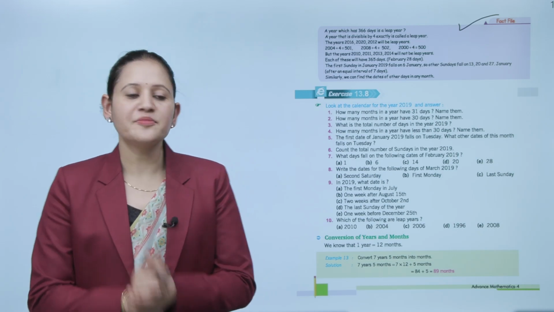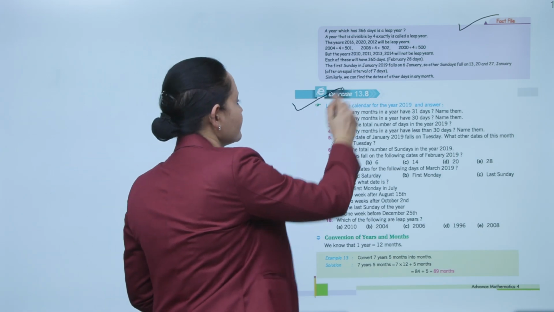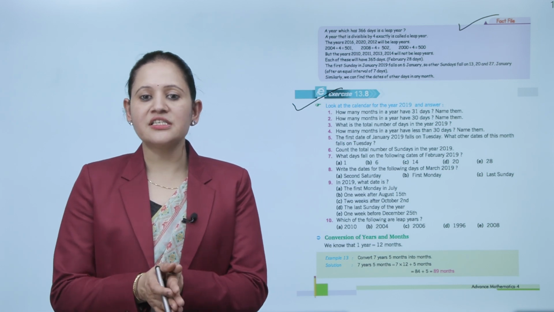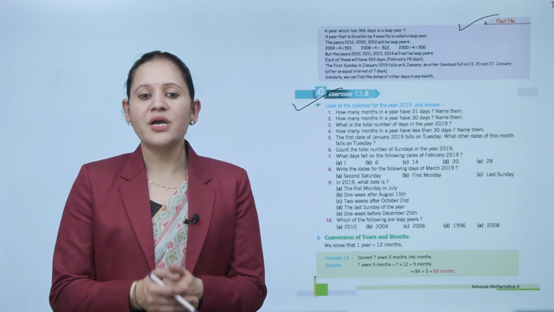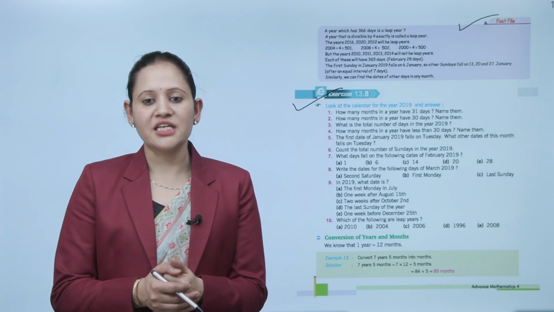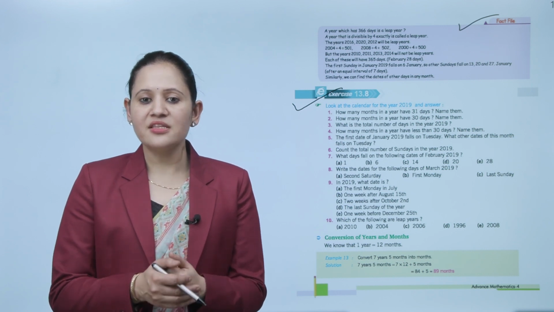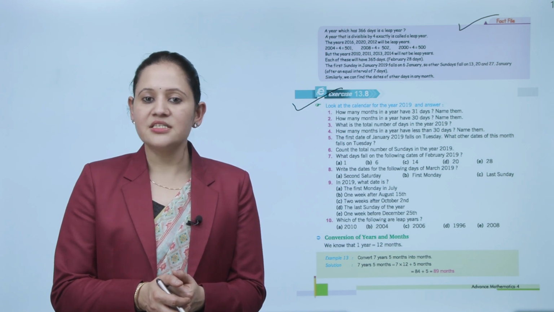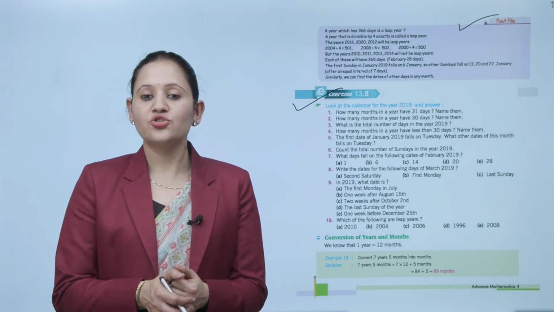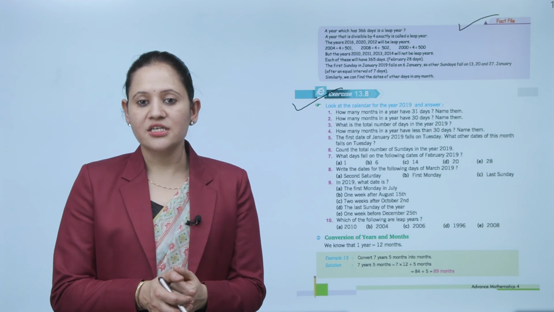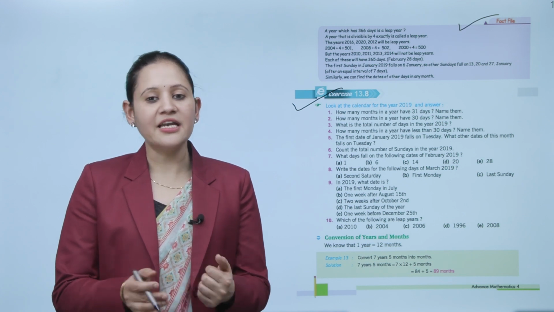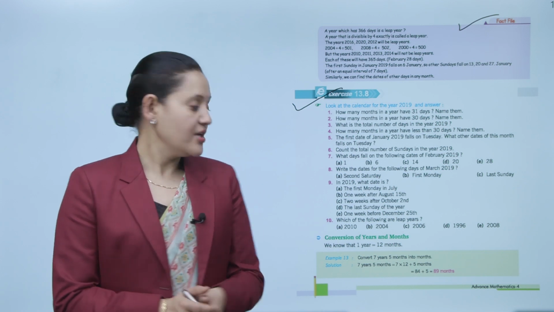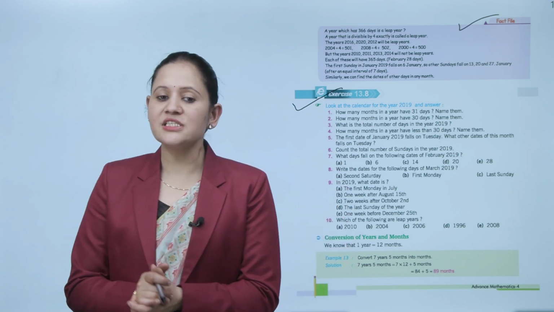Next is exercise 13.8. Look at the calendar for the year 2019 and answer. How many months in the year have 31 days? Name them. 7 months have 31 days: January, then March, May, July, August, October and December. These are the months that have 31 days. Clear? So you have to practice all the questions.